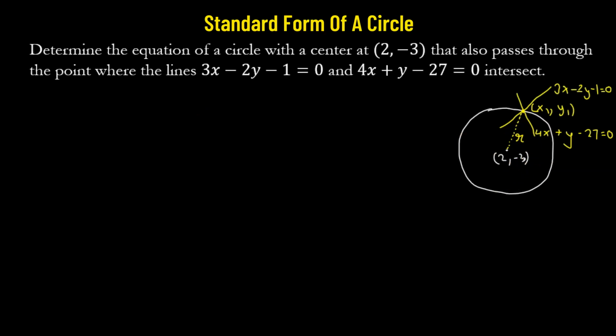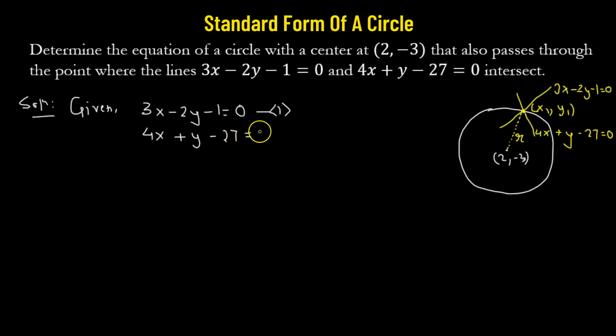So let's begin. Here we'll start with the two lines. It's given here, the two lines. We have 3x minus 2y minus 1 equals 0. We're going to label this as equation number 1. Then we have the second equation of the line, which is 4x plus y minus 27 equals 0, and we're going to label this as equation number 2. Our goal will be to find the value of x and y. So we will start with equation number 1 and keep it as it is. So we have 3x minus 2y minus 1 equals 0.